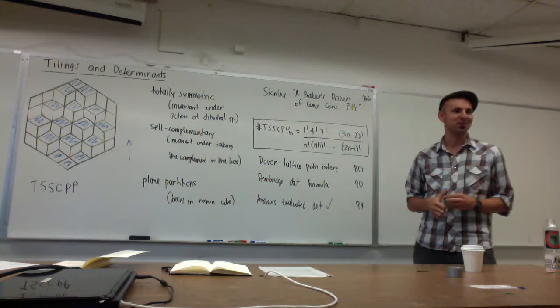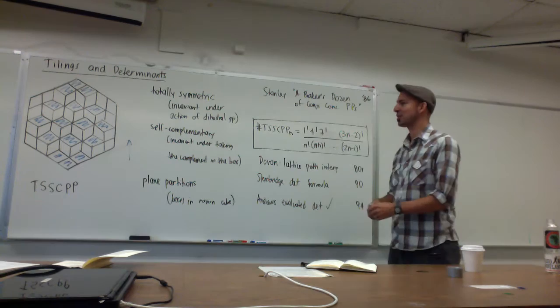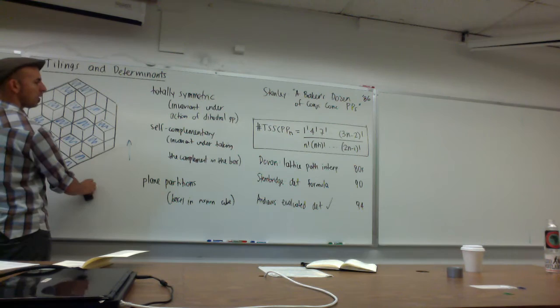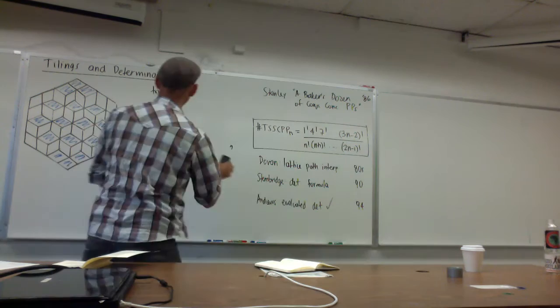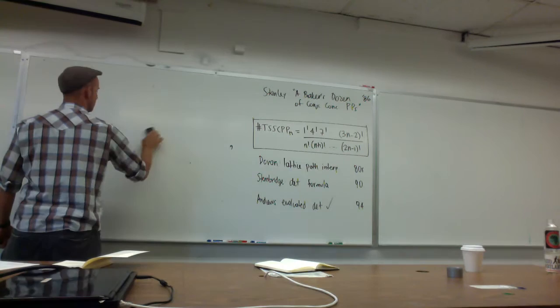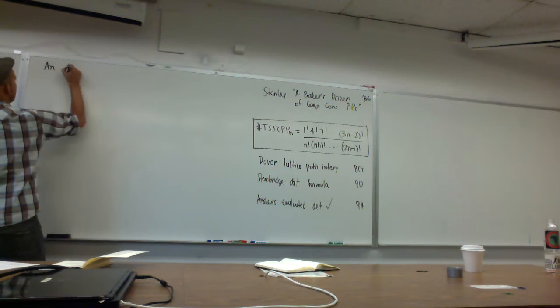So let me tell you now another part of the story. Like I said, this was a very short-lived life for this picture. I'm gonna erase it now. But I'm gonna tell you something that's related to this stuff. So let's talk about a different combinatorial object. Call it an alternating sign matrix.